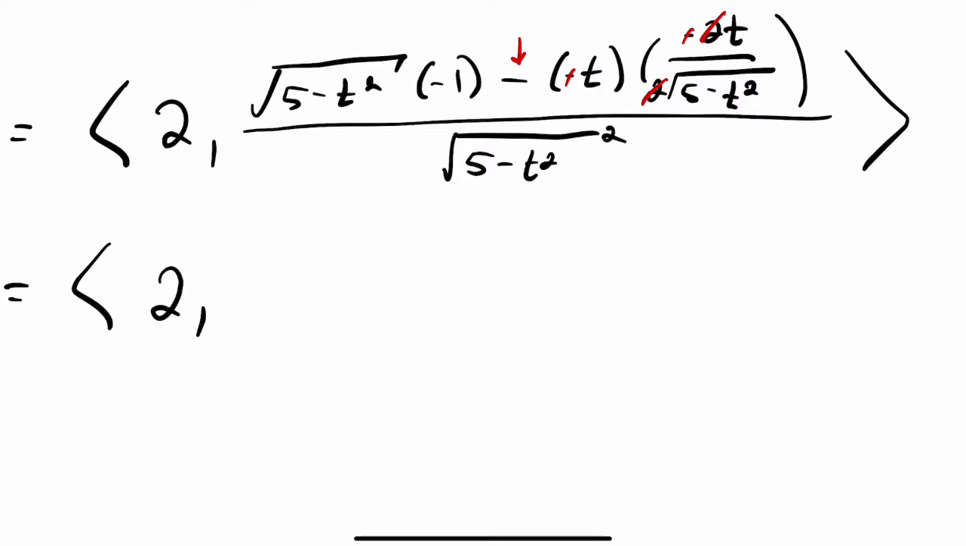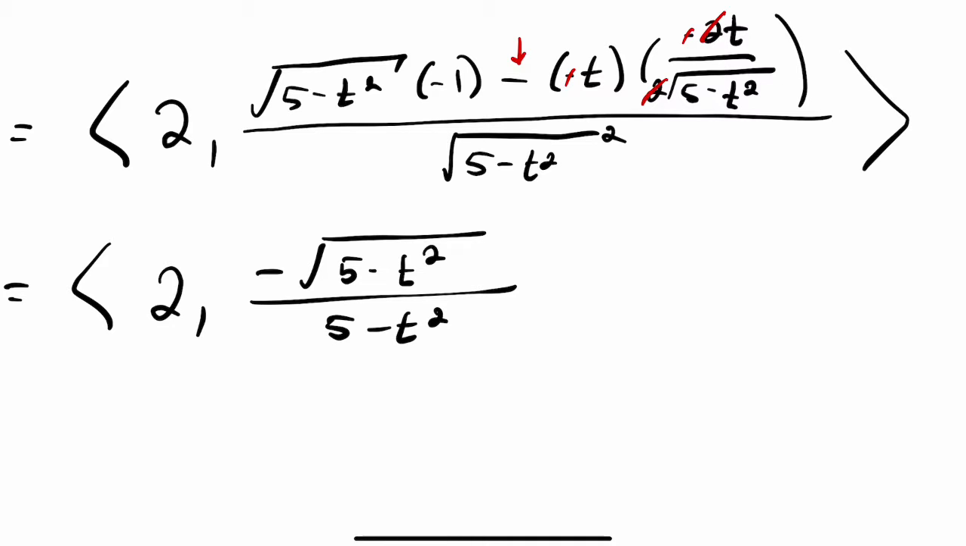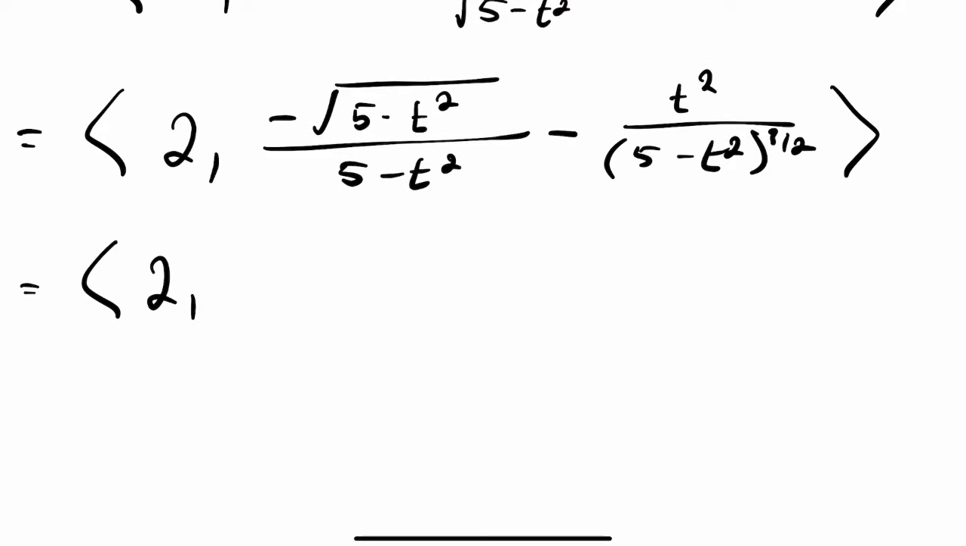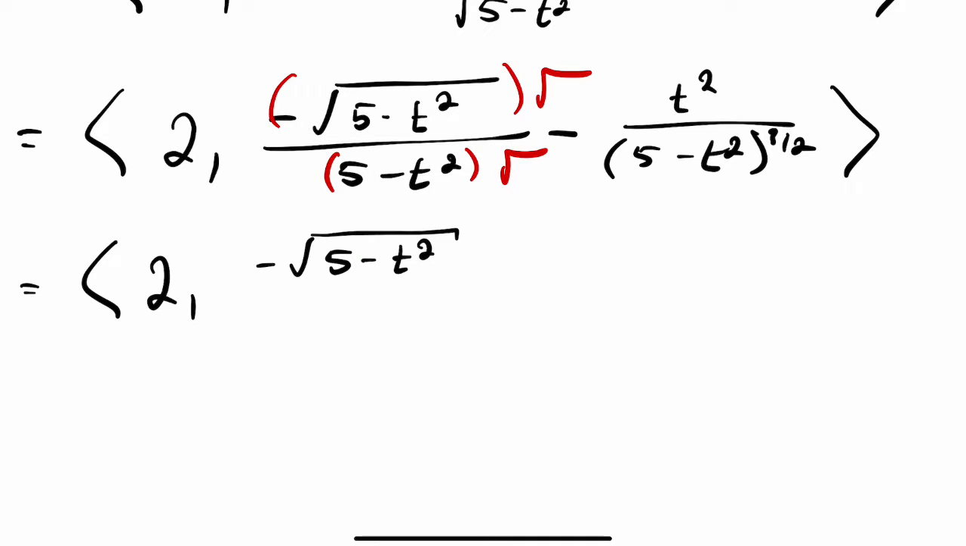And so now I'll just split this into 2 different fractions. The first is the negative square root of 5 minus t squared over 5 minus t squared. And then we have a minus sign. And the second fraction would be t squared over 5 minus t squared to the 3/2. Now we can find a common denominator. All I have to do is multiply this left fraction with that square root of 5 minus t squared. That would give us a common denominator, which means that we could write just a single numerator.